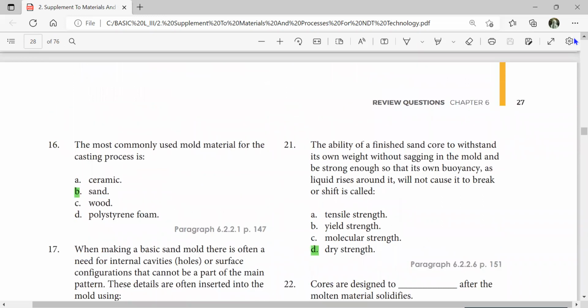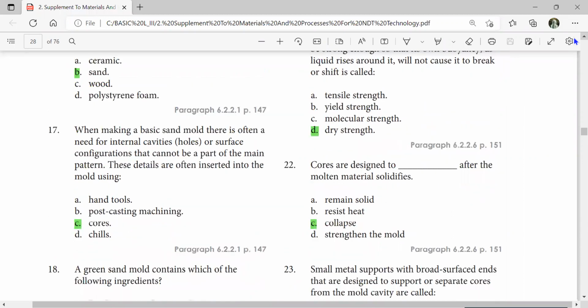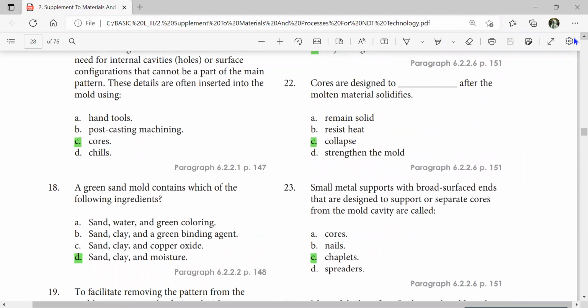The ability of a finished sand core to withstand its own weight without sagging in the mold, and to be strong enough so that its own buoyancy as liquid rises around it will not cause it to break or shift, is called dry strength. Cores are designed to collapse after the molten material solidifies. Small metal supports with broad surface ends that are designed to support the separate cores in the mold cavity are called chaplets. It only supports the core.